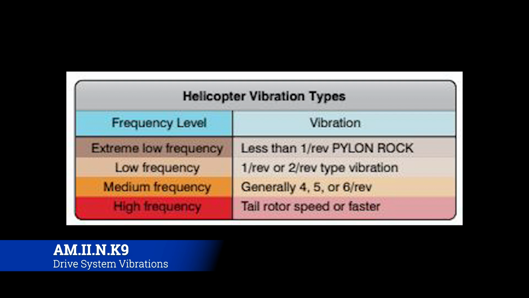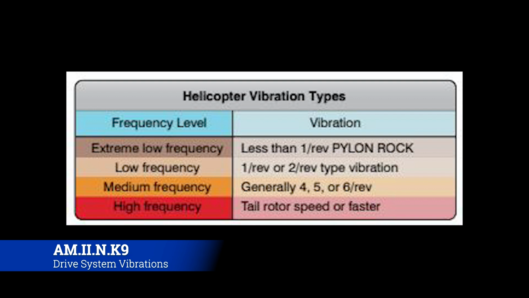All right. The way the FAA breaks down different levels of helicopter vibrations is by frequency, from extreme low to high. So we're just going to go through these. Extreme low frequency is usually indicated as a pylon rock. You can feel it going like bump, bump, bump, bump. It's really slow, and the whole pylon is going one way or the other.